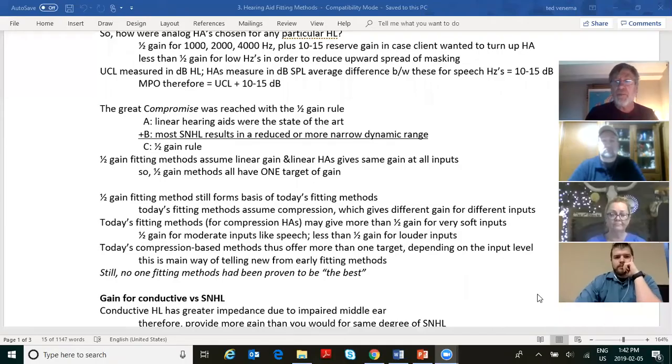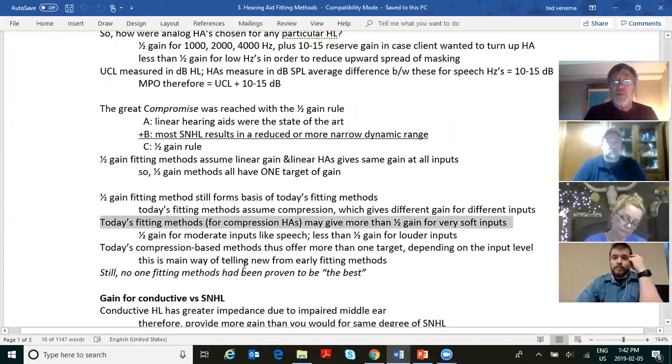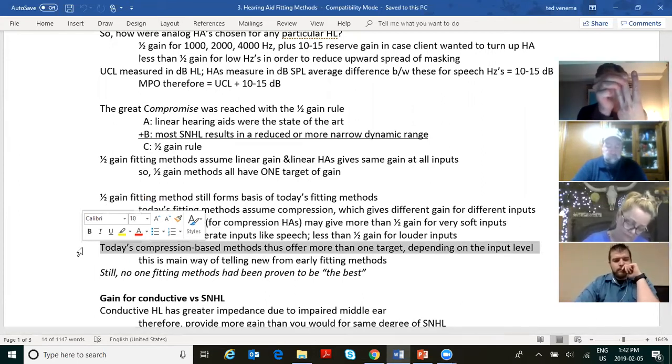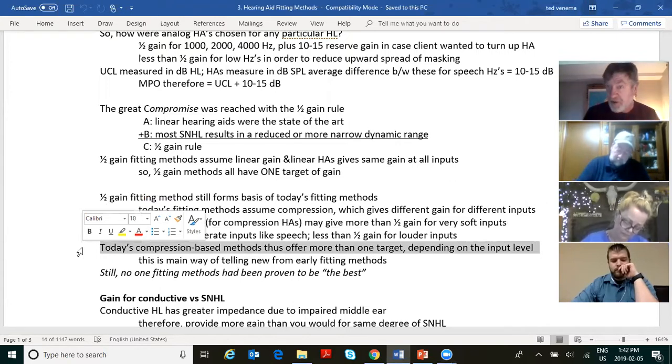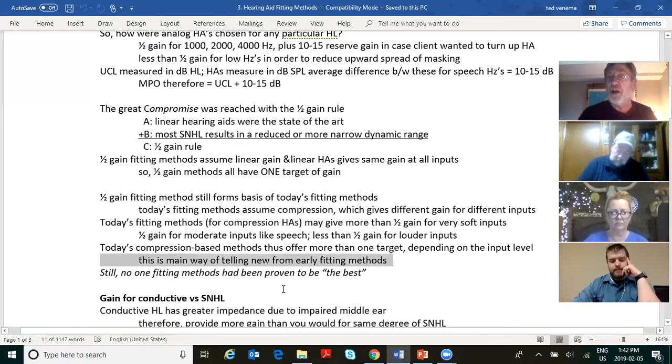It's what we're doing. So if I look at my notes, and where was we? Okay. And some hearing aid fitting methods. So today's fitting methods, compression may give more than half gain for very soft sounds. Therefore, today's compression-based methods often have 3 targets: a target for soft inputs, a target for average inputs, and a target for loud inputs, because the hearing aid automatically gives those different kinds of gain. But in the days of yore, they didn't. So this is the main way you can tell new from early fitting methods, because you have more than one target for any particular hearing loss.